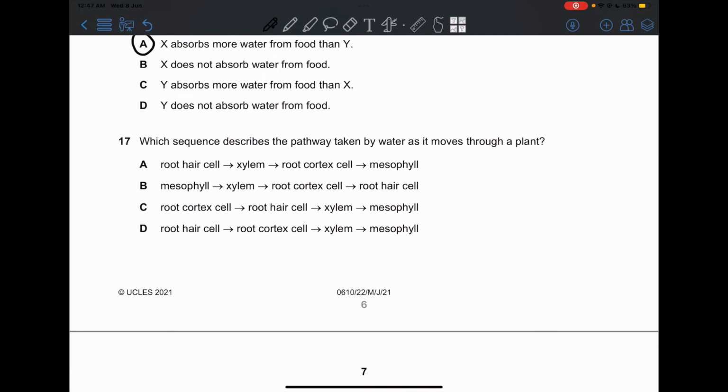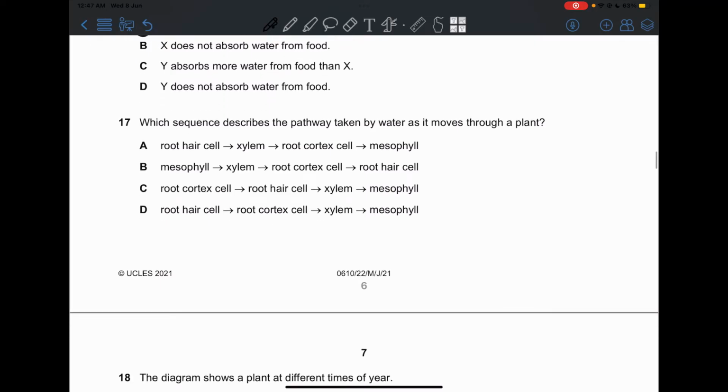17. Which sequence describes the pathway taken by water as it moves through the plant? Now we know that it first starts off from the root hair cell, so we're going to be choosing between A and D. Option A says root hair cell and then xylem and then the root cortex cell and then the mesophyll. Now this is incorrect because it's supposed to be the root cortex and then the xylem, so it's the other way around, which is actually D over here.